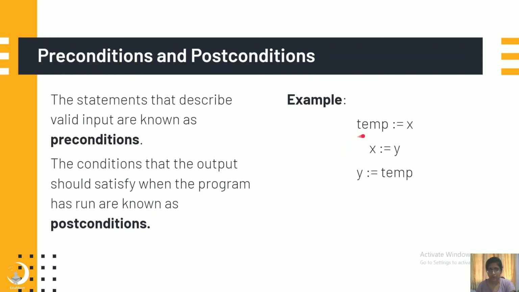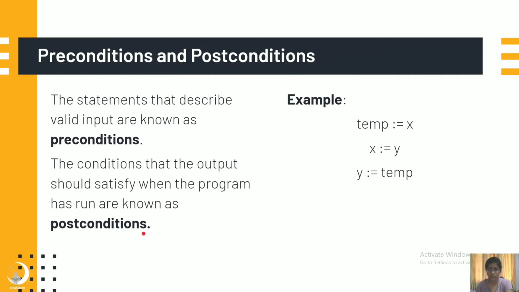For example here, temp equals x, x equals y, y equals temp. So it is a swap function. When you give inputs like x equals a and y equals b, which are the valid inputs in this case, that is the preconditions. After performing this swap function, we should get the output x equals b, y equals a. When we get this desired output, which is the postcondition, it means the outputs satisfy the program that we have run.